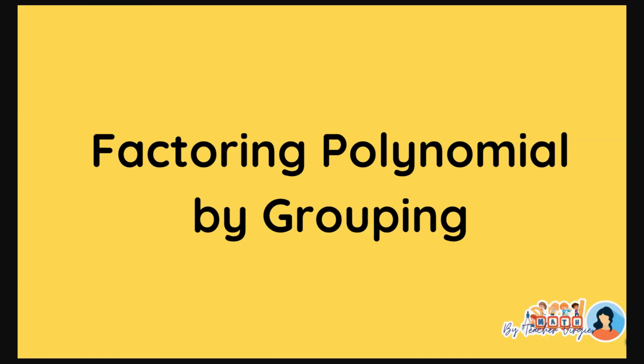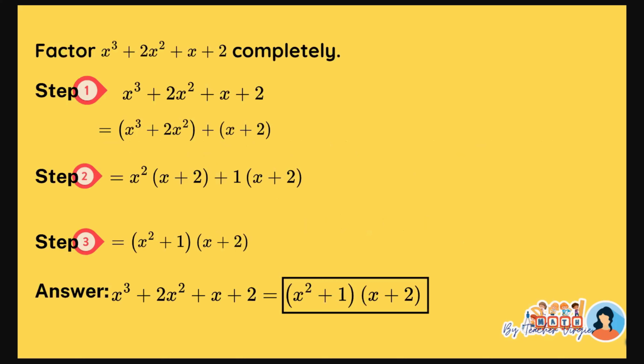Okay, so if you remember how to factor polynomials by greatest common factor or by monomials, we will use that here, because after we group, we need to find the greatest common factor or the GCF. So let's start with this problem: x cubed plus 2x squared plus x plus 2. As you can see, there are 4 terms, so that's a polynomial.